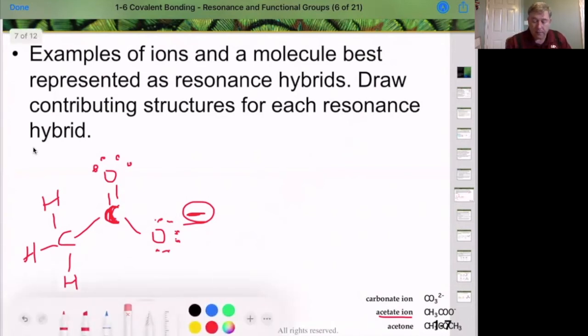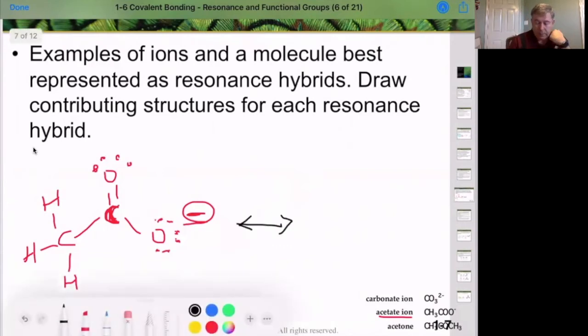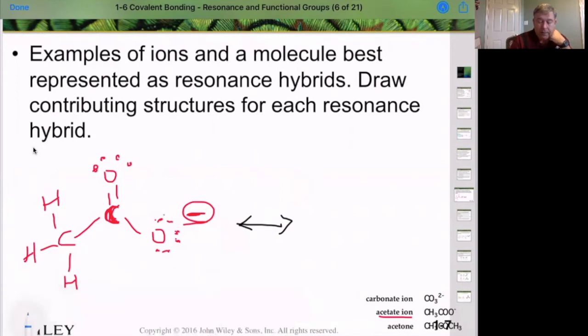Now let's draw the resonance structure for it right here. So we are going to do a double-headed arrow saying it can move back and forth between those 2 structures here. And using our rules here, we're going to take this pair of electrons and move it into here. So they're still attached to the same atom, but we're creating a bond here.